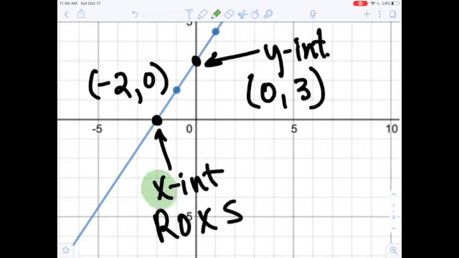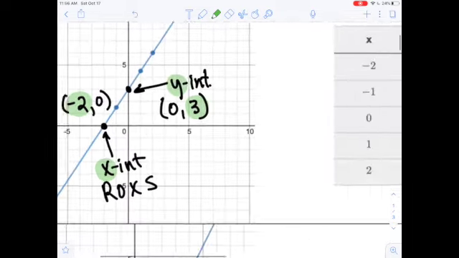So here's what I want you to pay attention to. Anytime you're finding your x-intercept, your y is going to be 0. Anytime you're finding your y-intercept, your x is going to be 0. Another way you could think about it is if you're finding your x-intercept, your x should have a number other than 0. And anytime you're finding your y-intercept, your y should have another number right there. So that's just a way to think about it.